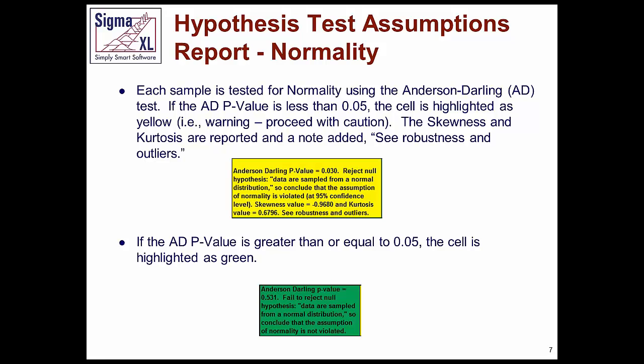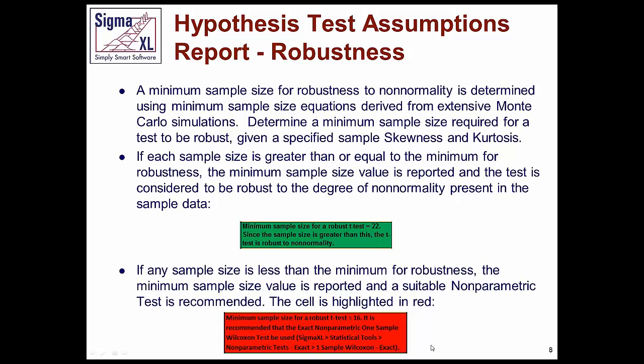And we also then report the skewness and the kurtosis. If the p-value is greater than or equal to 0.05, then the cell is highlighted as green. So green is good. All right, so in version 6.2, we added some templates to test for robustness. And what we did was we did extensive Monte Carlo simulations with varying degrees of skewness and kurtosis and a range of sample sizes from 2 to 2,000.